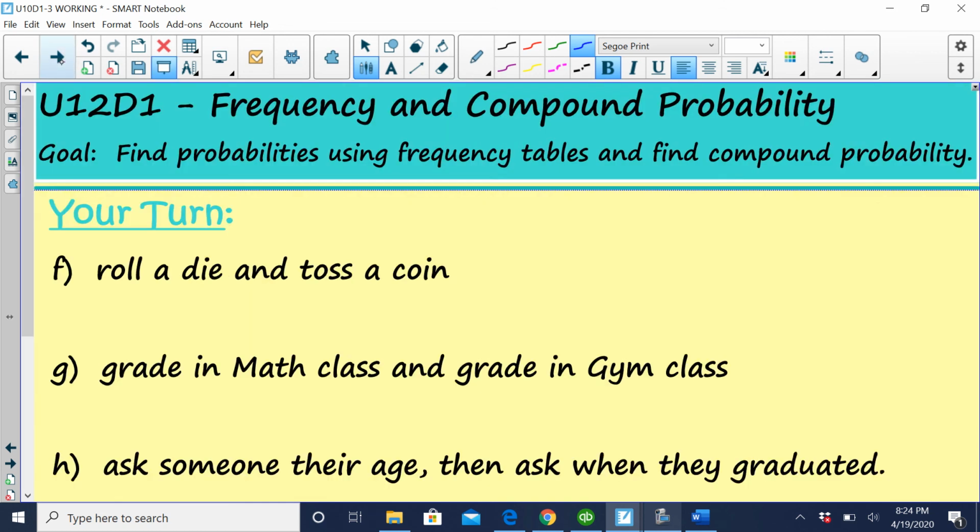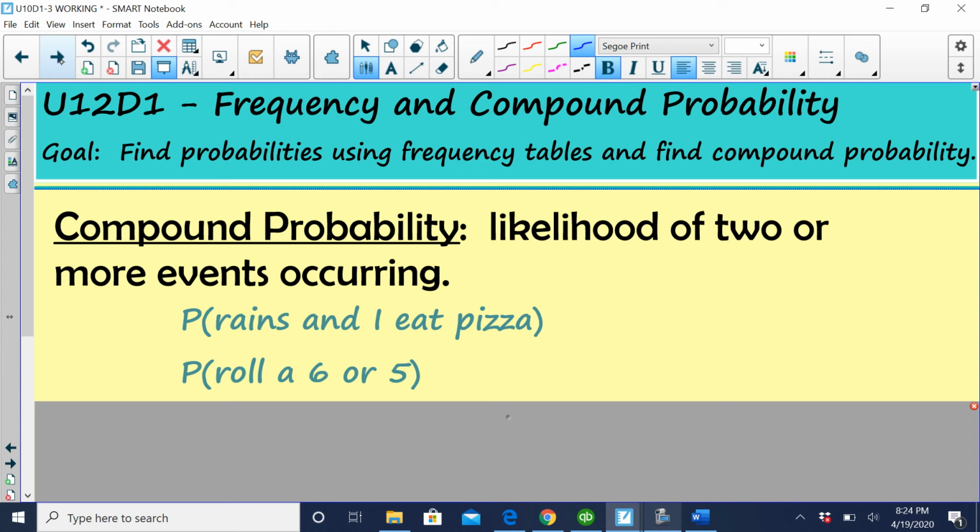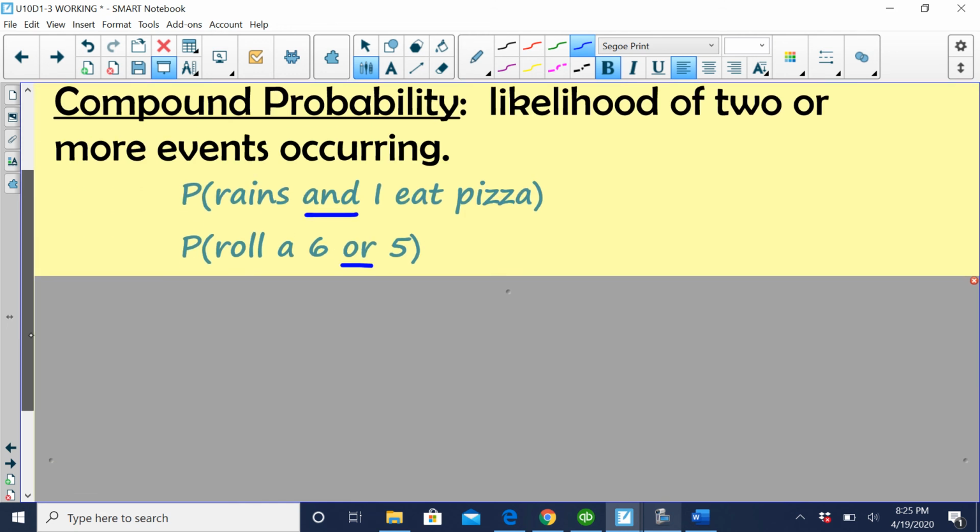Okay, all right, moving on. Compound probability is going to be a big focus for today. So compound probability, it says it's the likelihood of 2 or more events occurring. Okay, so like an example would be the probability that it rains and I eat pizza. 2 things that are going to happen. Okay, what's the probability that I roll a 6 or I roll a 5? I'm looking for one or the other to occur, but I'm looking at 2 events.